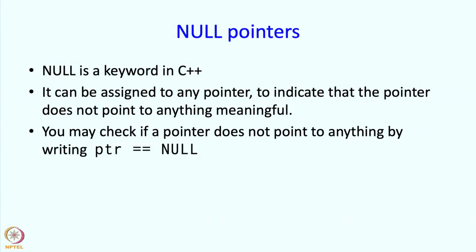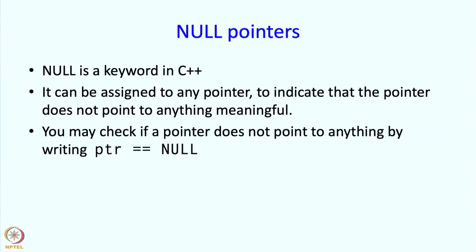Now with pointers, especially in this current context, we might want to say that a particular pointer is not pointing to anything at all. So for that, there is a keyword null which is reserved. It can be assigned to any pointer to indicate the pointer does not point to anything meaningful.